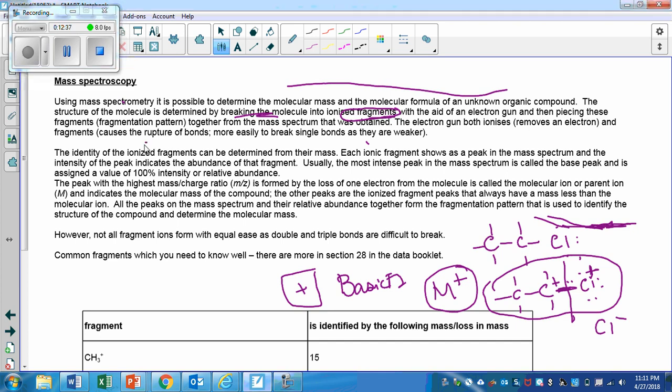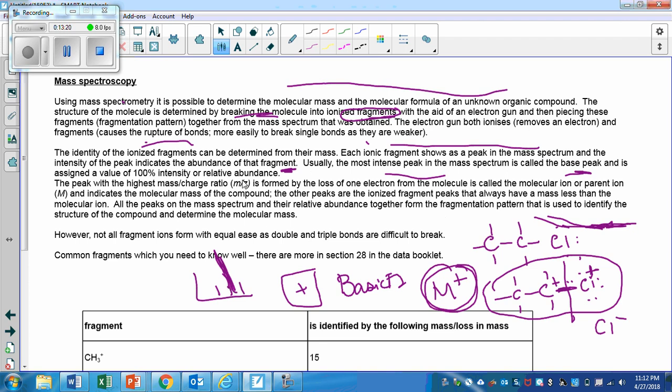The identity of the ionized fragments can be determined from their masses. Each peak is going to be different based on which fragment is broken. Each ionic fragment shows as a peak in the mass spectrum, and the intensity of the peak indicates how many of those fragments are there. So each peak tells you which fragment is broken, and the height of the peak tells you how many of those fragments there are. The most intense peak in the mass spectrum is called the base peak. So this is the base peak. This is where the base peak comes from.